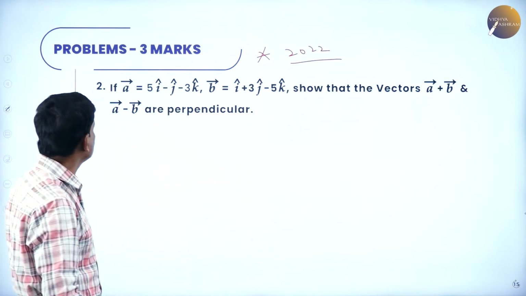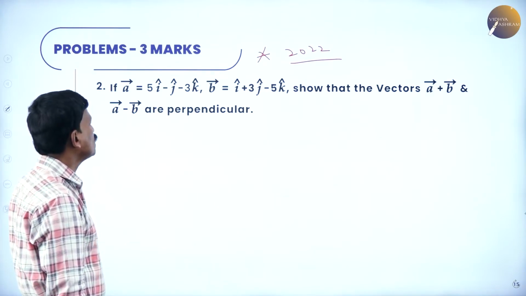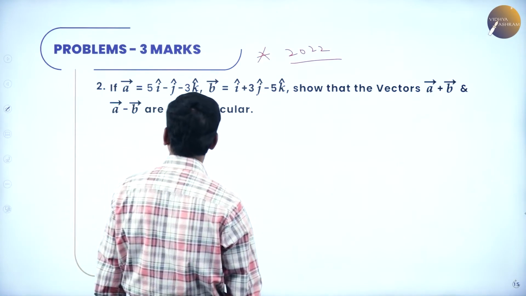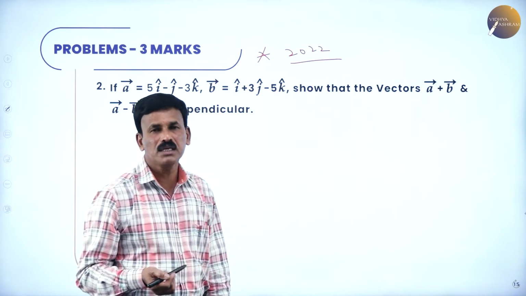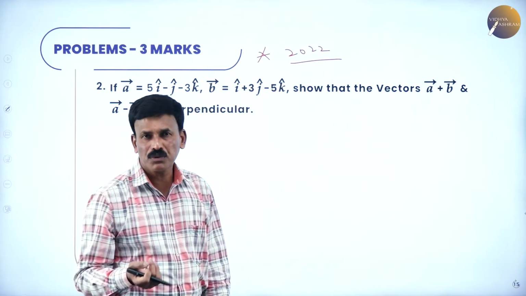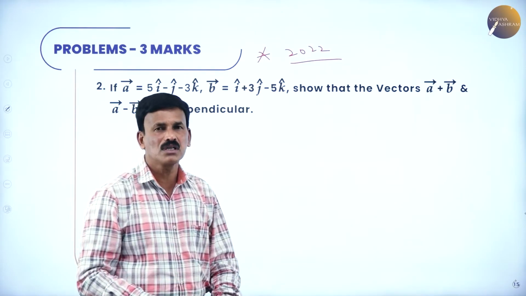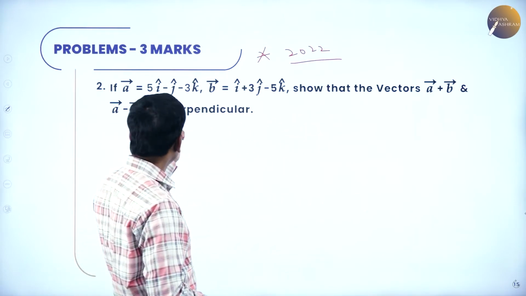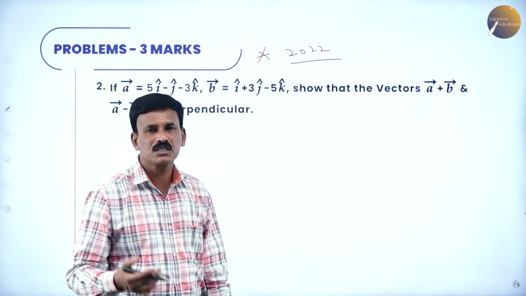If vector A is 5i minus j minus 3k and vector B is i plus 3j minus 5k, show that the vectors A plus B and A minus B are perpendicular. As I told, two vectors are perpendicular if and only if their dot product is equal to 0. If A dot B is equal to 0, then vector A is perpendicular to vector B. Here, first find A plus B and A minus B. If A plus B dot A minus B is equal to 0, then the vectors are perpendicular to each other.